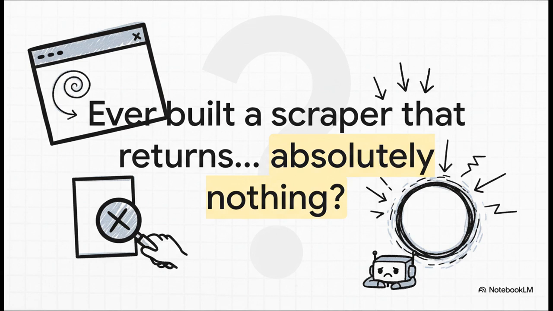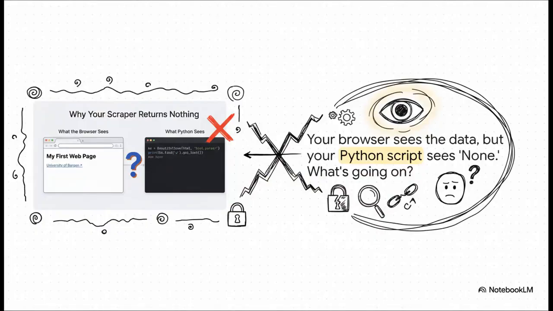You write this web scraper, it looks perfect, you run it, and you get back zilch. Nada, an empty list, a None value. It is so frustrating, and trust me, we've all been there. And this right here, this is the core of the mystery, isn't it? You look in your browser and the data is sitting right there, clear as day. But you look at your script's output and it's completely empty. So what's going on? What's the secret sauce your browser has that your script is missing?